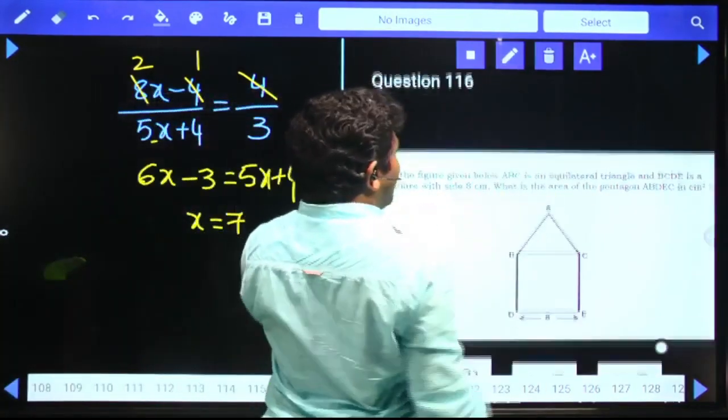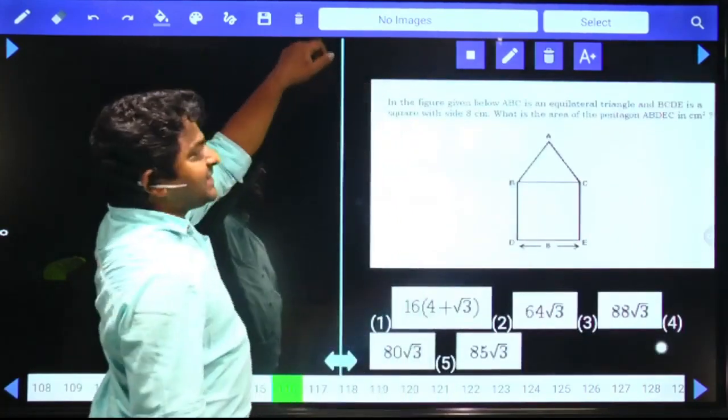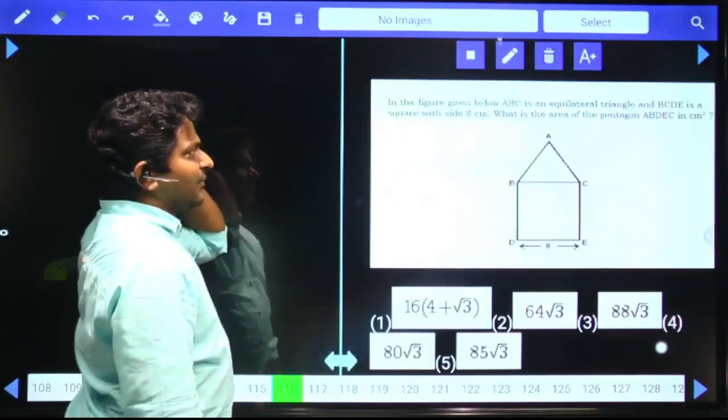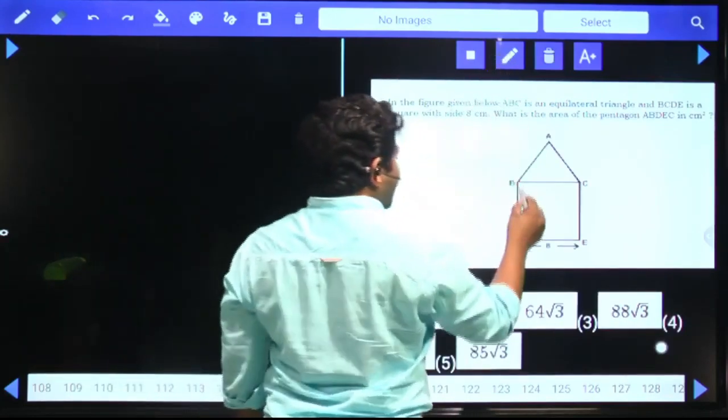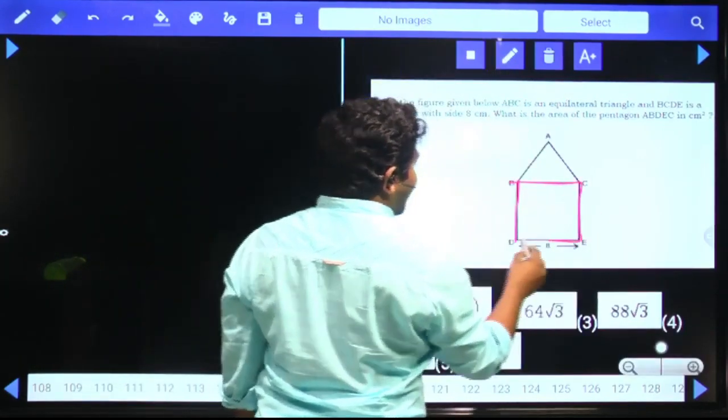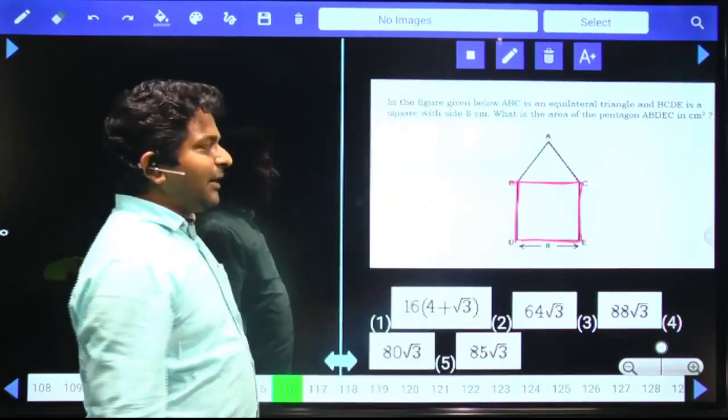ABC is an equilateral triangle. BCDE is a square with side 8. So BCDE is a perfect square with side 8. What is the area of the pentagon?